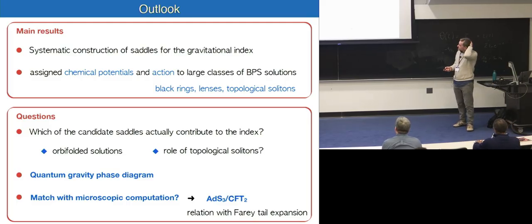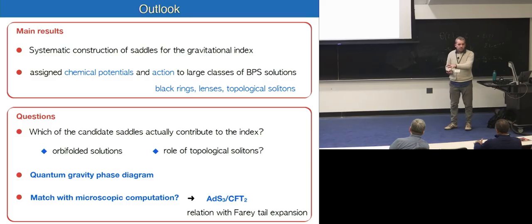The main questions that remain are, well, first, we have this classification of possible candidate saddles, but we should ask which of these actually contribute to the index. I talked about solutions that have a complex metric, complex gauge field. So possibly not all of these solutions are acceptable. There are different criteria that have been proposed: the KSW criterion, the convergence criteria of the fugacities in the index, also the stability of probe D-branes in these solutions.